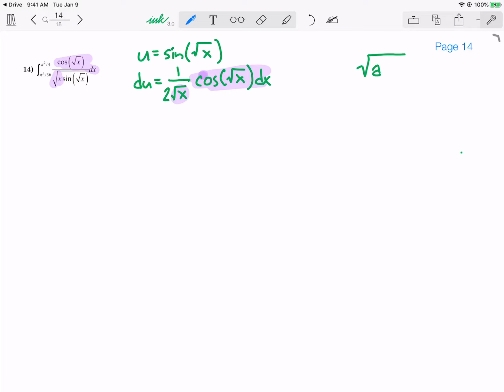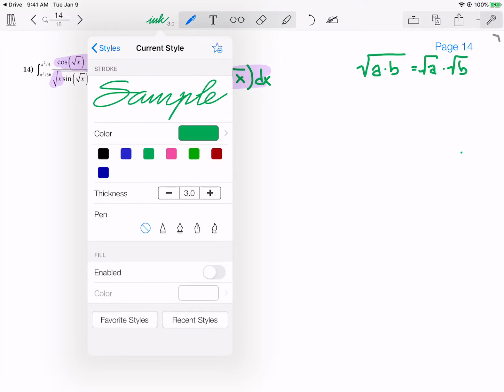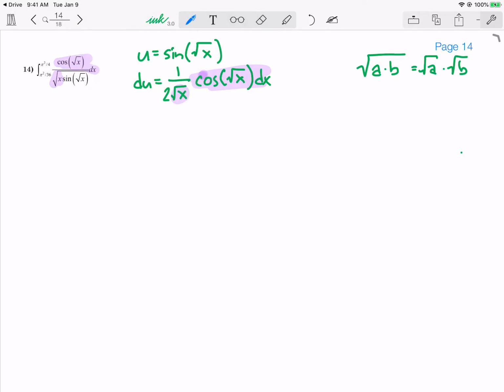The square root of a times b is equal to the square root of a times the square root of b. So I can separate the square root of x and the square root of sine of root x inside that radical in the denominator. So doing that, I notice that all I need is a 2. Well, how do I get a 2? I put a 2 on the bottom, which means I got to multiply everything by 2. This is really 2 over 2.